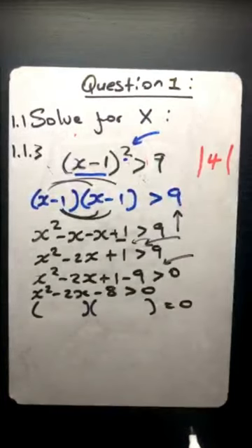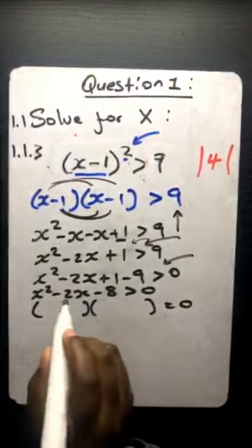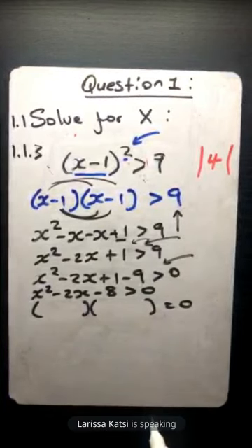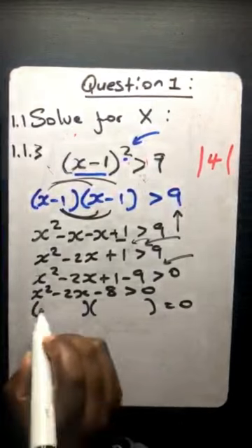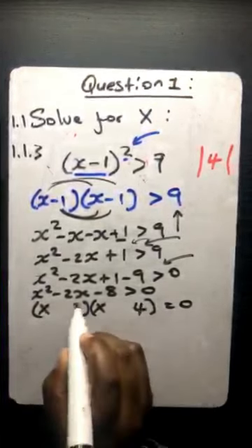Let's see. What two numbers can be multiplied to give us 8, and when we work them out together, they can give us 2? What are those two numbers? 4 and 2. Yes, 4 and 2. So that means we're having x and x, and we're having 4 and 2.